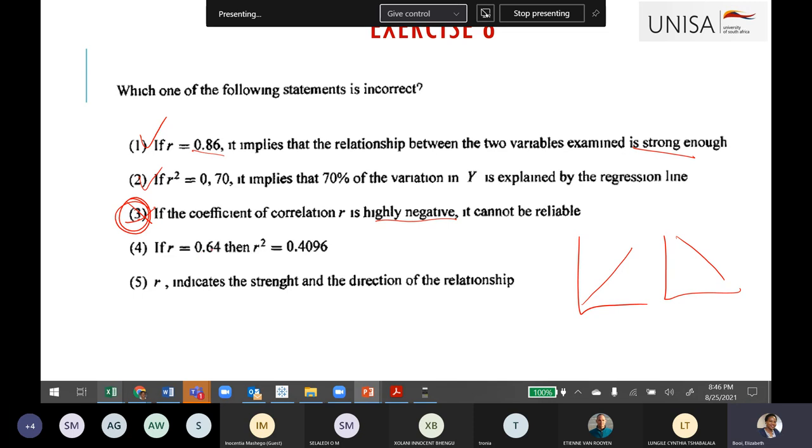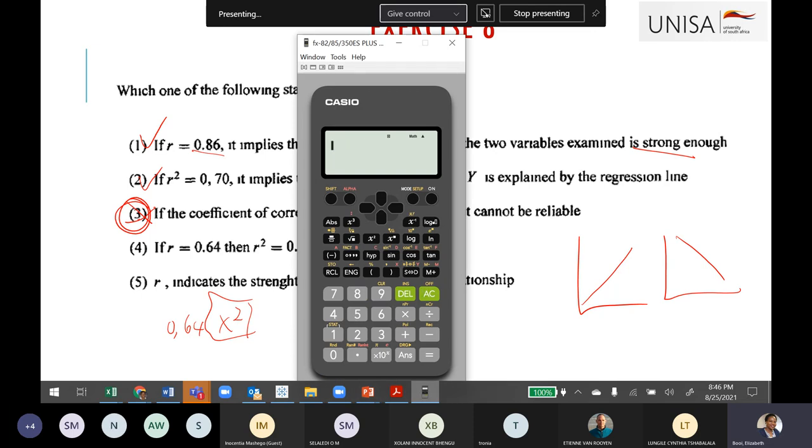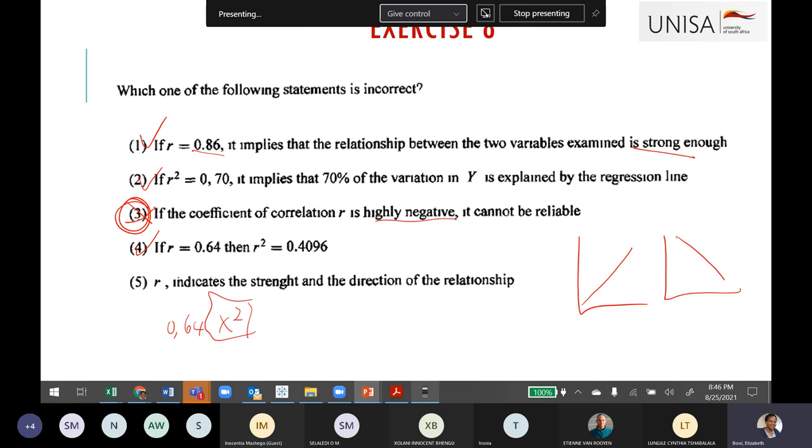If R is 0.64, R squared is 0.4096. So you just go to your calculator, put in 0.64, and then press the x squared button and see if the answer you get is the same. So let's go. 0.64 squared equals 0.4096, which is correct. R indicates the strength and the direction of a relationship. That's correct. That's the definition that we use in the notes as well.